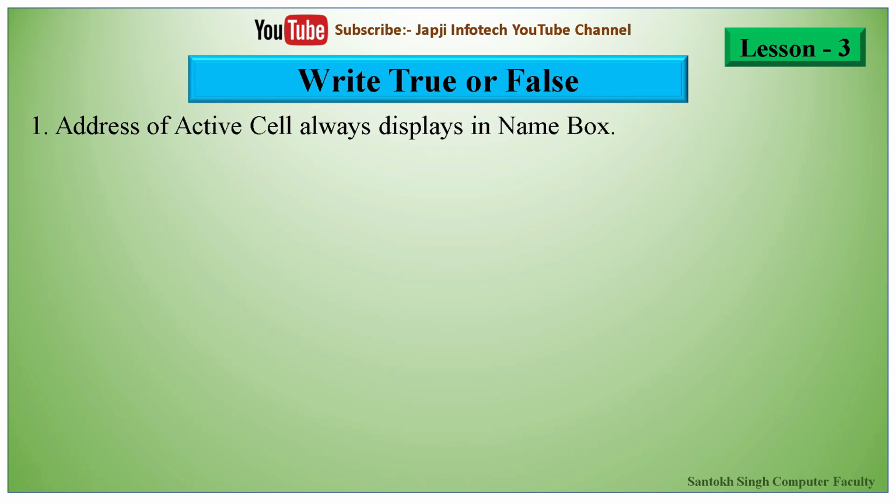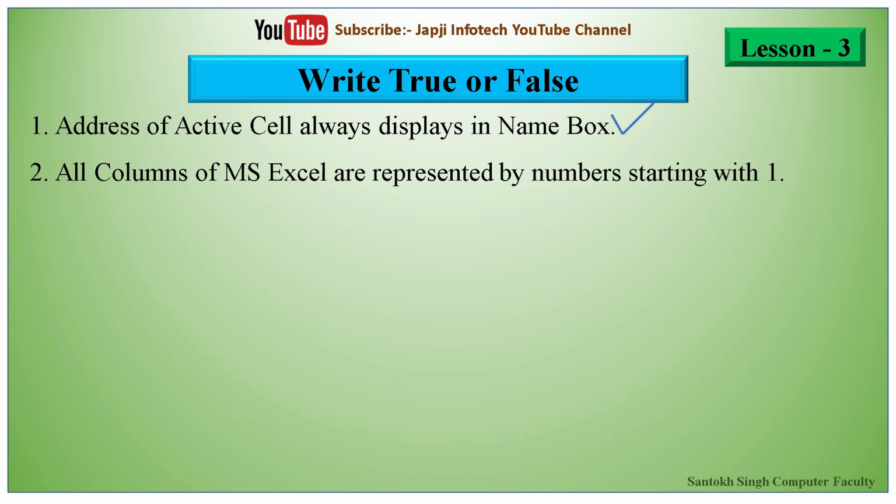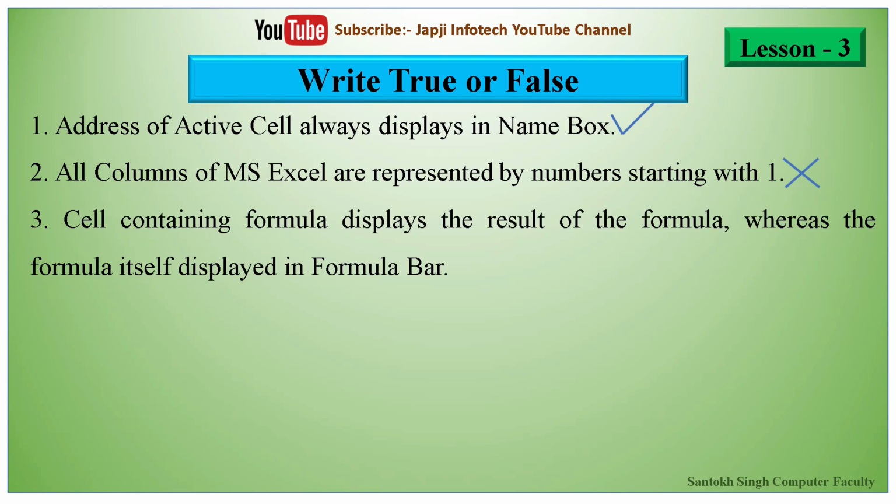The first one is, address of active cell always display in name box. True. Second one is, all columns of MS Excel are represented by number starting with 1. False. Third one is, cell containing formula displays the result of the formula, whereas the formula itself is displayed in formula bar. True. Fourth one is, MS Excel is a widely used word processor.